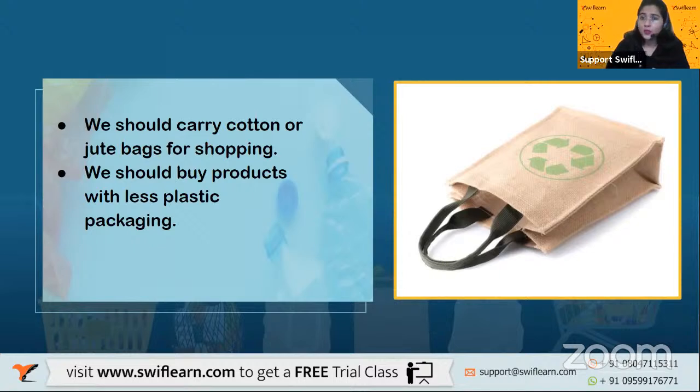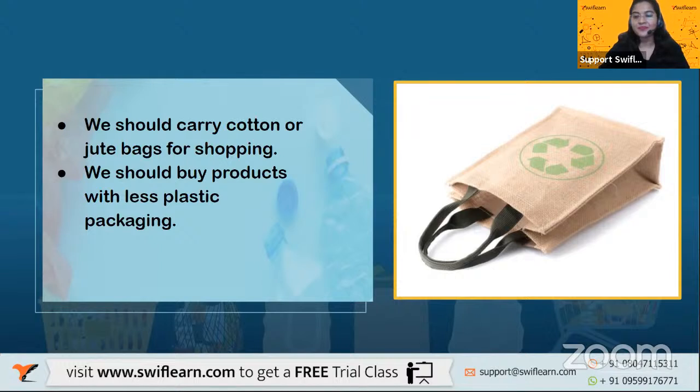We can use jute bags, which are very important and very easy for shopping. These are also very strong to carry heavy weights. So we can use jute bags and cotton bags. And also we should buy products that have less plastic packaging. Fine. Will you be able to remember?